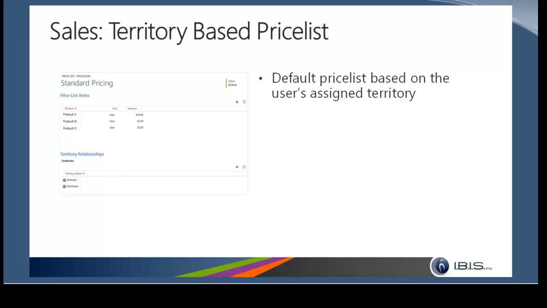Along the same sales process, another major improvement is in the price list. In 2015, you have the ability to create multiple price lists, and another feature that was added is that, depending on the sales territory assigned to a user, the price list will always default to the price list based on the assigned territory, which provides an easier way to manage and load price lists, where you don't have to select the price list that applies to a specific user.